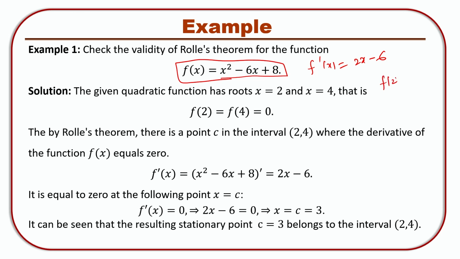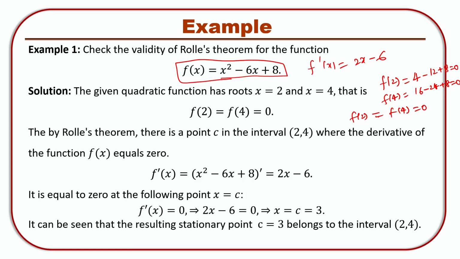So f of 2, I can find, is equal to 4 minus 12 plus 8, which is equal to 0, and f of 4 is equal to 16 minus 24 plus 8, which is equal to 0. That means f of 2 and f of 4 are equal, and the value is going to be 0. So we have a horizontal line at the end points 2 and 4. So we expect there must be some point where the slope is going to be 0, or the tangent line is going to be parallel to the horizontal axis, right?